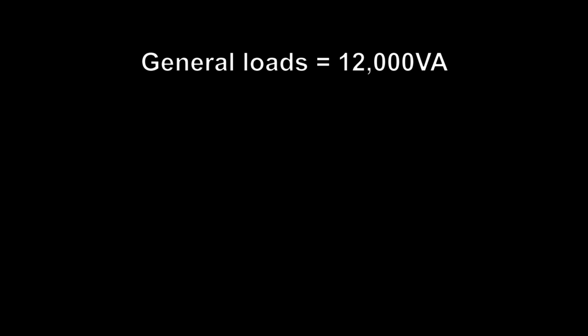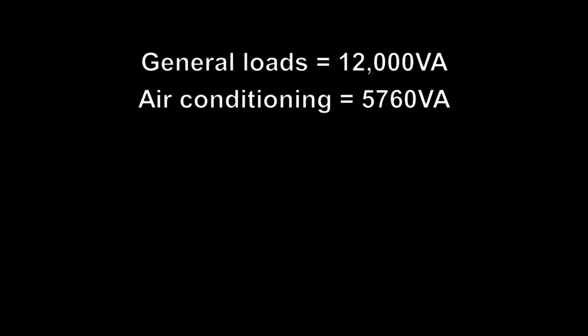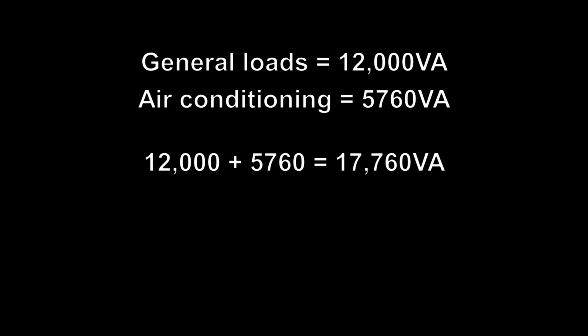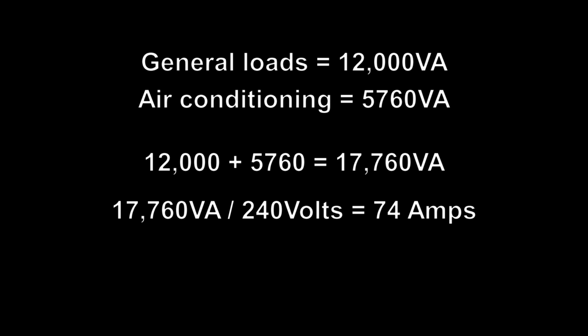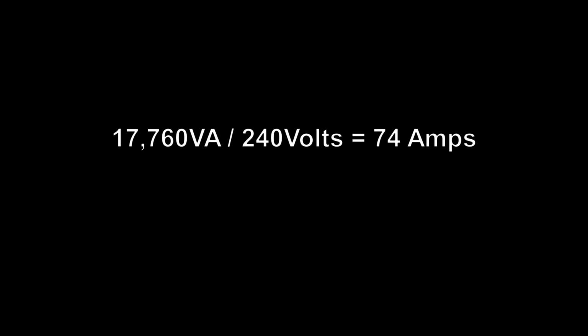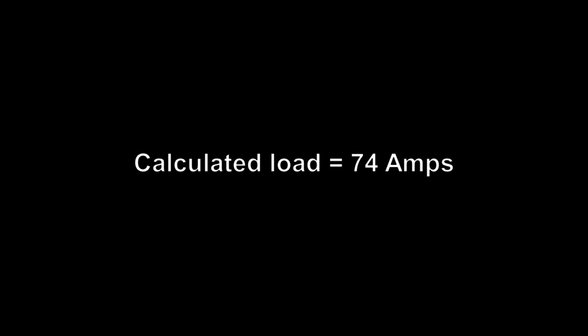For this example, let's say the air conditioning load is 5,760 volt amps. Add them up. 12,000 plus 5,760 equals 17,760 volt amps. Now for the fun part. 17,760 volt amps divided by 240 volts equals 74 amps. Our calculated load equals 74 amps. So in this example, we can select a 100 amp main service panel.